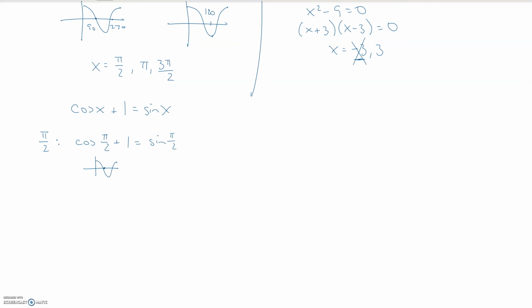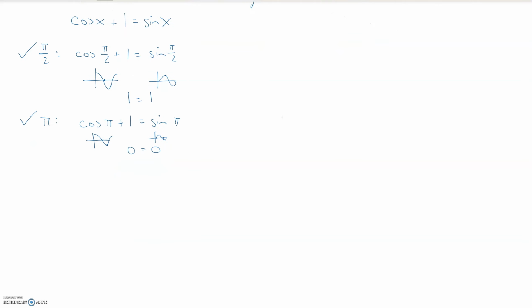Cosine of pi over 2 is 0, plus 1 gives me 1. Sine pi over 2 is 1. I end up with 1 equals 1. Pi over 2 works just fine. I'm going to try pi. I get cosine of pi plus 1 equals sine of pi. Cosine of pi is negative 1. Negative 1 plus 1 is 0. Sine of pi is 0. Therefore, 0 equals 0, and pi works also.